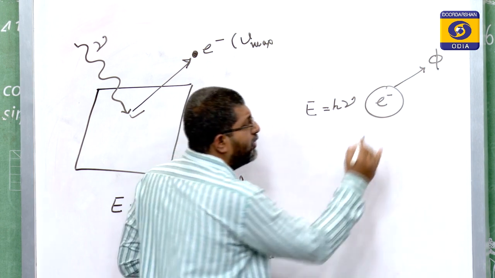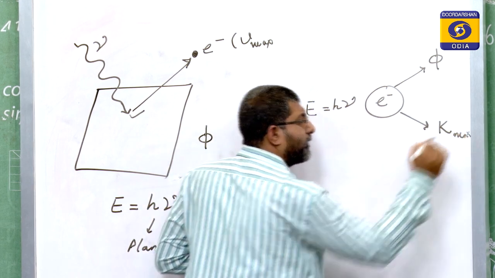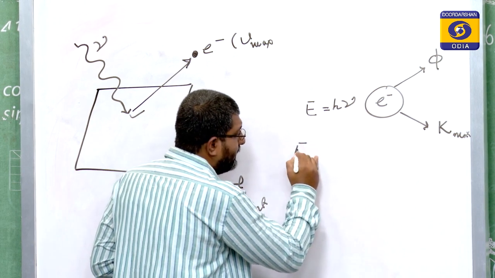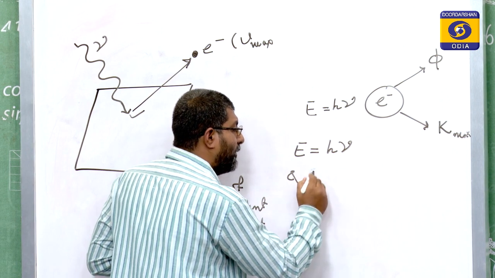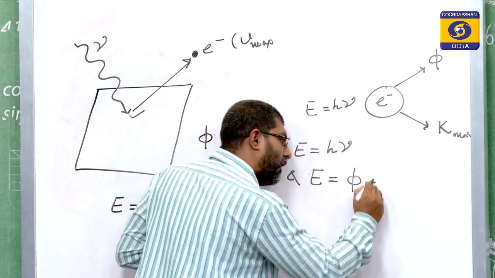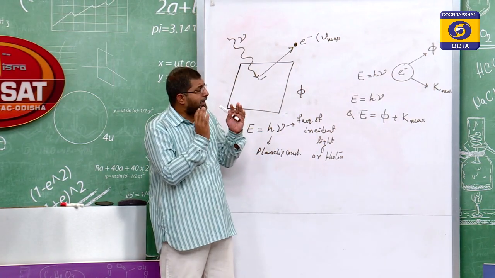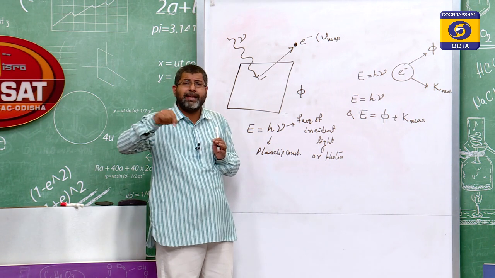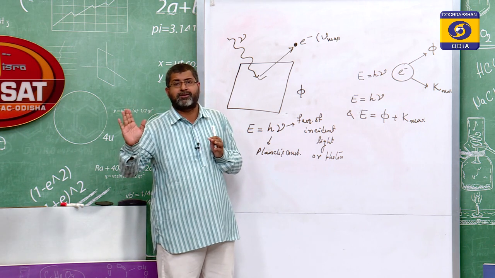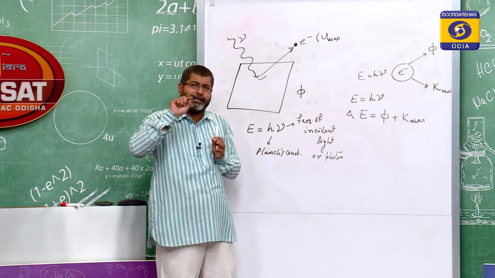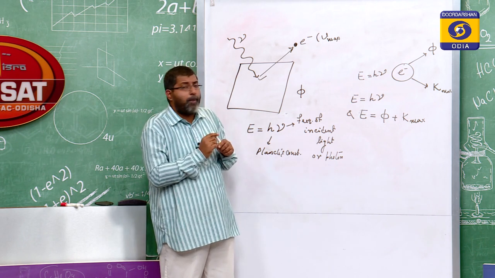A part is utilized to provide work function to the metal, and the second part provides it certain kinetic energy, such that we can write E equal to h nu, and this E equal to phi plus K max. This shows that the energy incident upon the electron gets utilized in two ways. A part is absorbed by the electron to provide it the necessary work function in order to come out of the metal surface, and the additional part of energy provides it kinetic energy. As a result, we can say that E equal to phi plus K max.